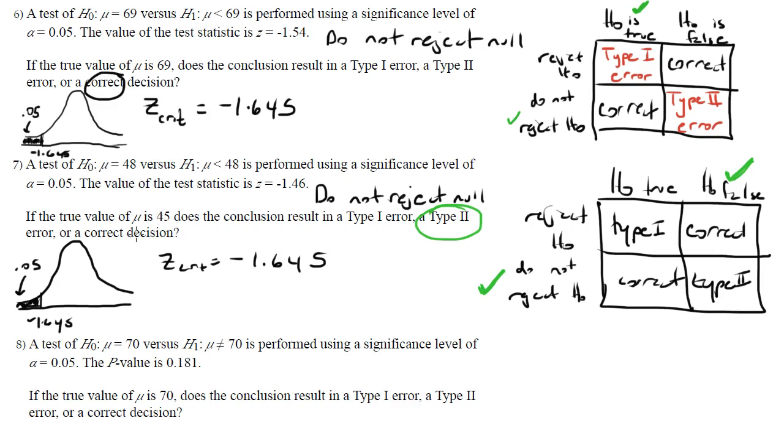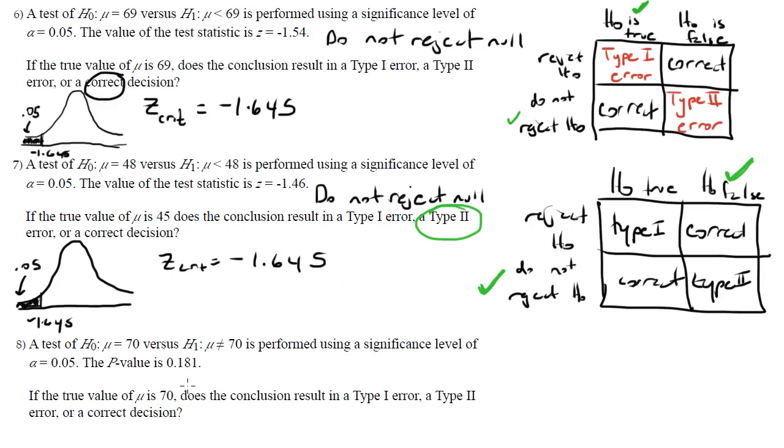This is the real deal. These were our hypotheses. This is what really happened. So the null hypothesis is actually false. And what we decided to do was not reject it. So we made a mistake. Okay.